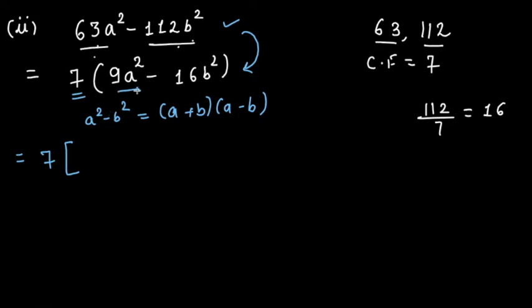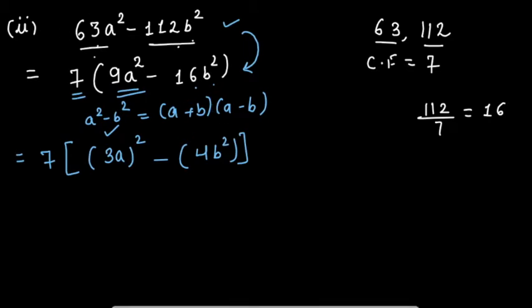Now 9a square is a perfect square number, I can write it as 3a whole square. Again the minus sign, which is very much required for the third identity, and 16b square can be written as 4b whole square. Now if you see this expression, again I am getting it in the form of this third identity, a square minus b square.